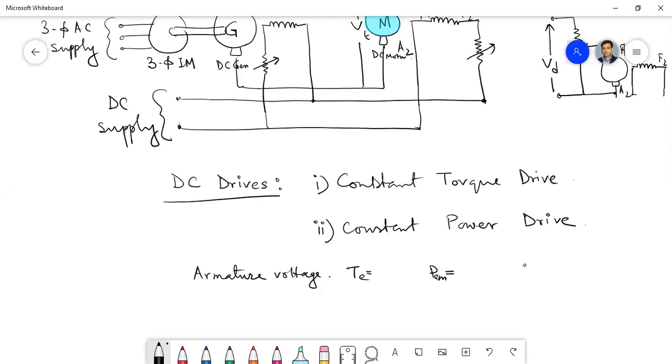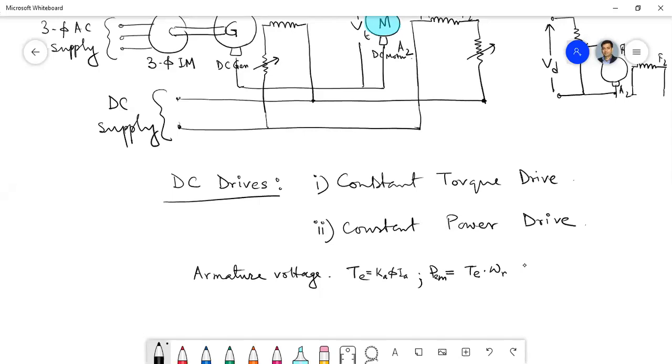What is the expression of torque? Ka phi into Ia. And what is power? Torque into omega, Te into omega r.